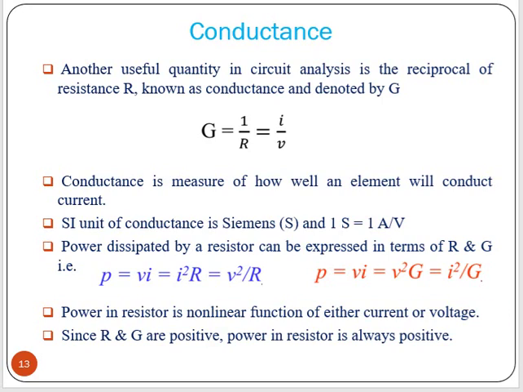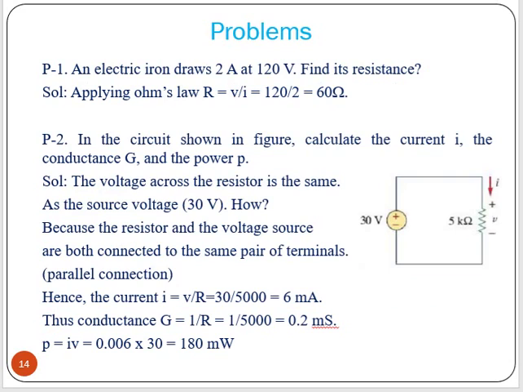This is the most important point you have to remember. Since R and G are positive, power in resistor is always positive. That means it is passive element. Now let us take a simple problem.